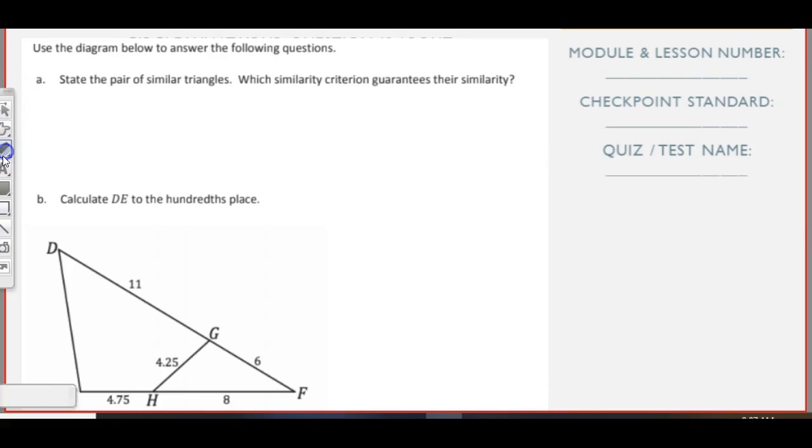Okay, so let's first think of what are the 3 ways that 2 triangles could be similar. What are the 3 ways that 2 triangles could be similar?